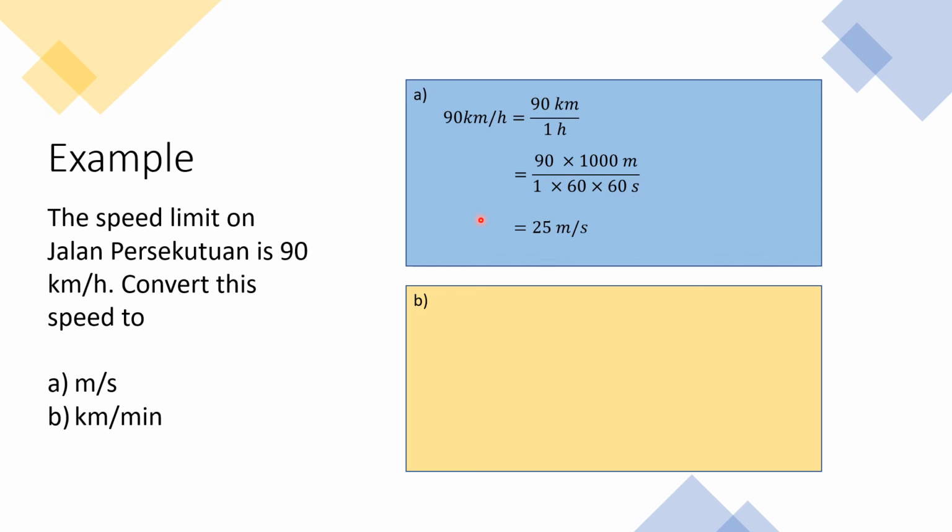For the second question, we need to convert into kilometer per minute. Since the unit is in kilometer per hour, you just need to convert the time only. 90 kilometer per 1 hour. So you just leave the 90 kilometer, you just convert the time. 1 times 60, so that you can convert the hour into minute. Then you calculate 90 over 60, you will get 1.5 kilometer per minute. So it is converted into kilometer per minute.